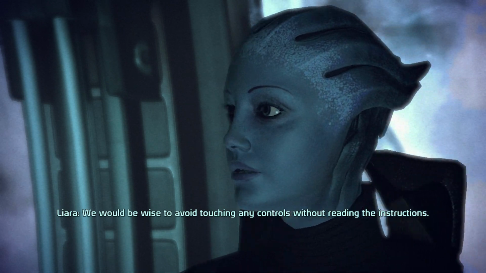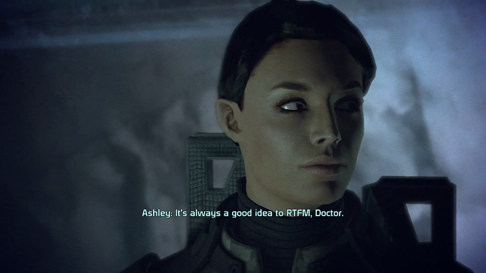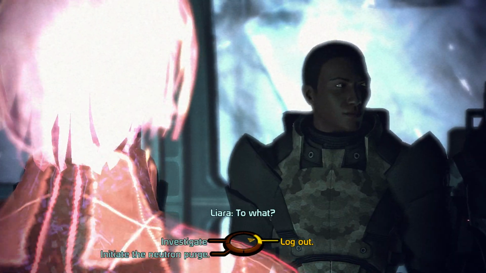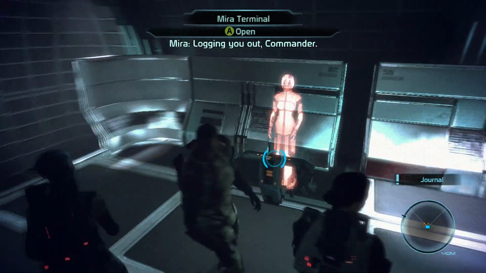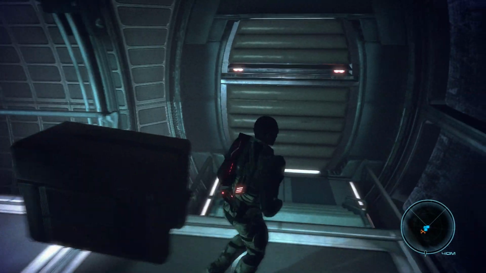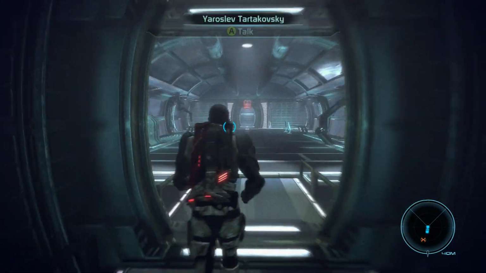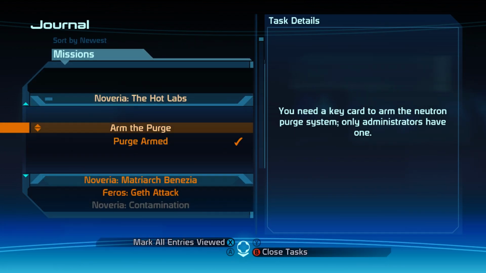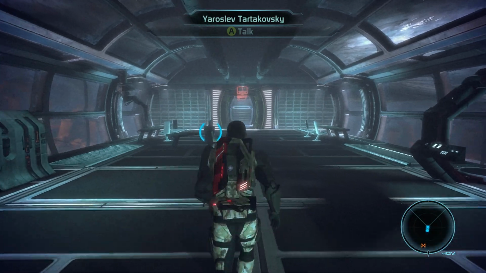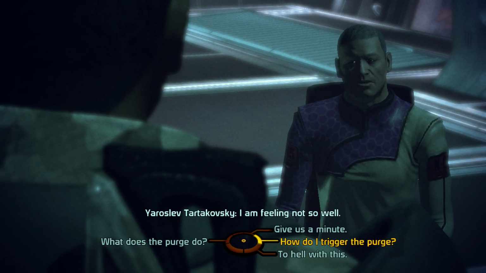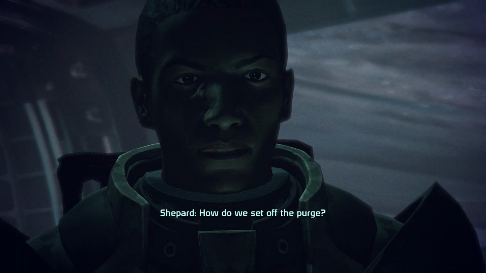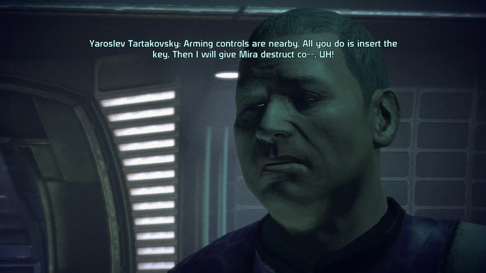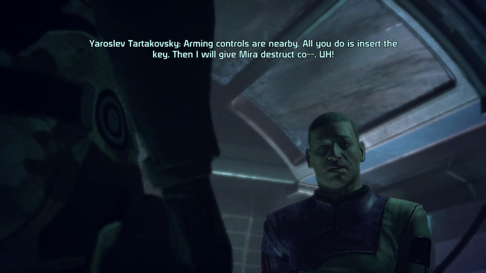We would be wise to avoid touching any controls without reading the instructions. It's always a good idea to RTFM, Doctor. To what? We're moving on. Logging you out, Commander. I am feeling not so well. How do we set up? Arming controls are nearby. All you do is insert the key. Then I will give Mira destruct.